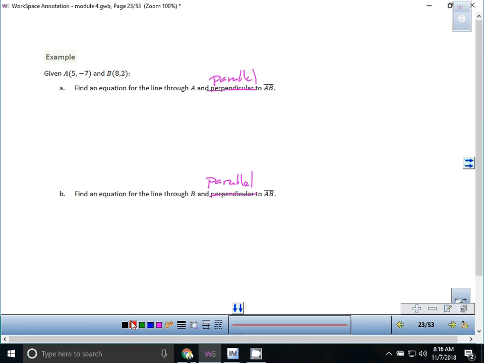Plug it in. Plug what in? y2 minus y1 over x2 minus x1. Thank you, Aaron. If you don't know the slope, then find it using what we call the equation for slope.